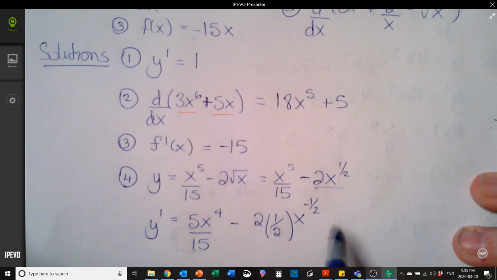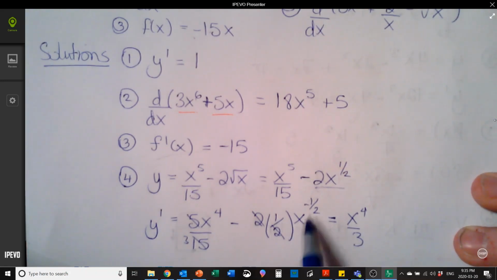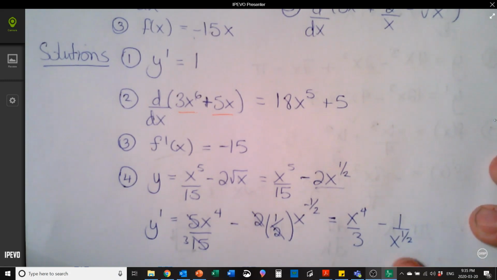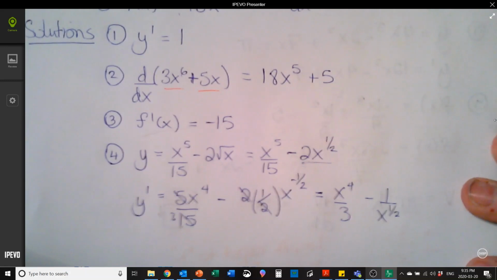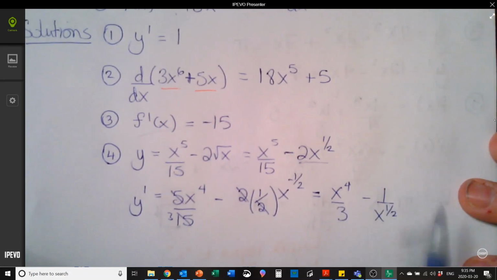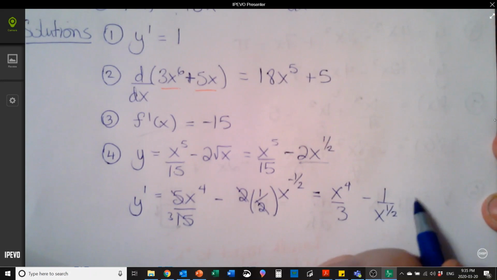And all that's left is to clean it up a little bit. So, this one I know I can reduce, x^4 over 3, and this one I can cancel this. And I can bring this x to the negative a half to the denominator. So I have minus 1 over x to the half. Okay? Or again, if you want to write that as root x, that's fine. You don't need to go so far as to put these with a common denominator. That's not necessary. If you want to try, go for it. You're more than welcome to. Something like that would look like this.